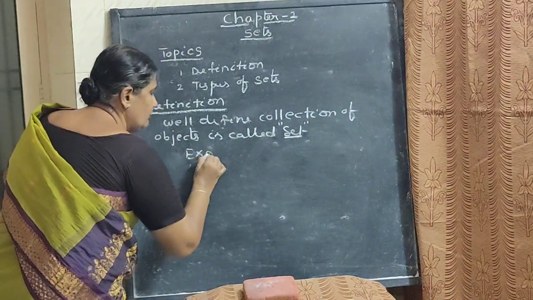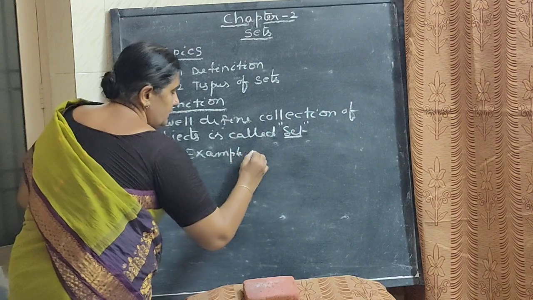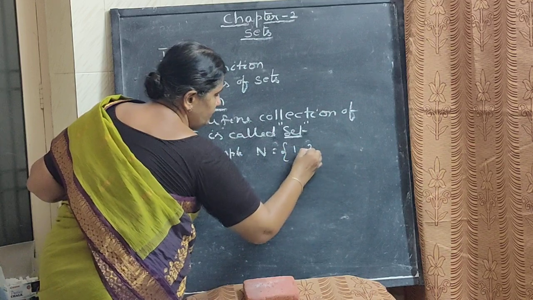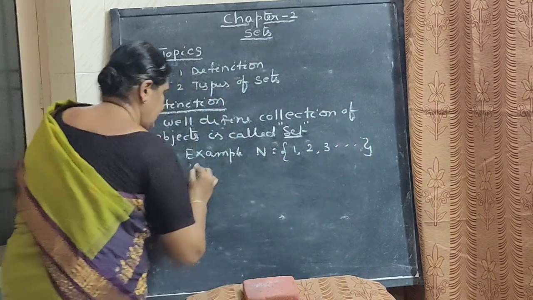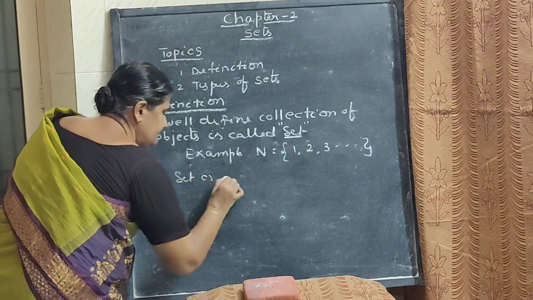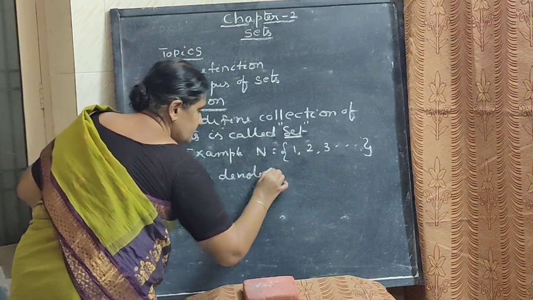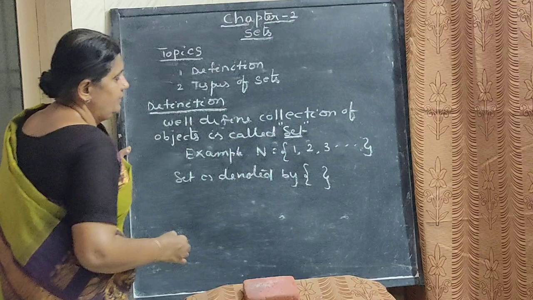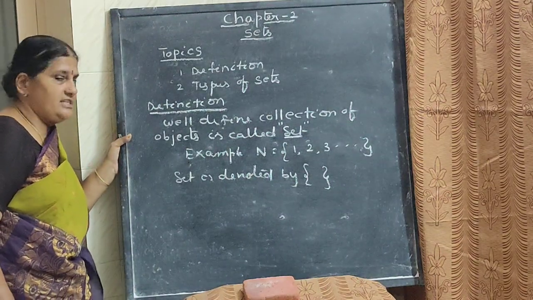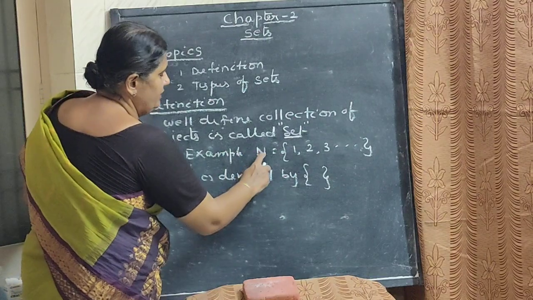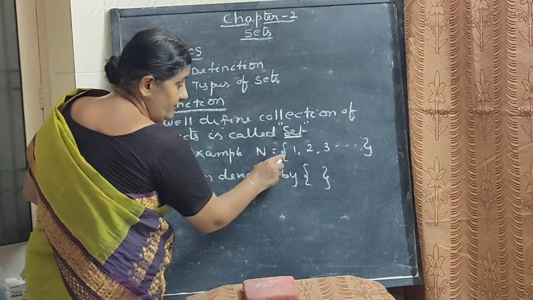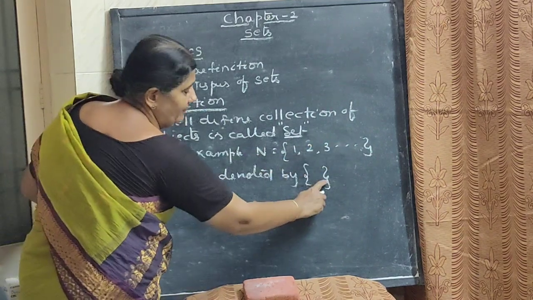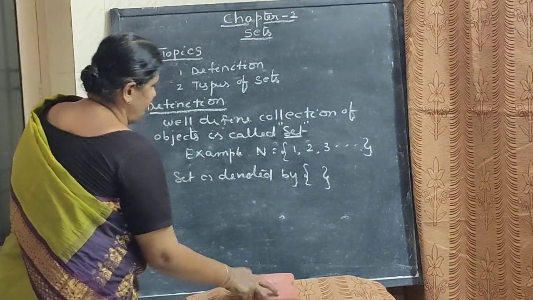Example. Write your own example, not only my example. Set of natural numbers: 1, 2, 3, so on. That means set is denoted by flower bracket symbol, like this. Now a well-defined collection of objects is called set. Example is natural numbers 1, 2, 3. So it is well-defined. We are putting the name natural numbers. That's why I said 1, 2, 3, so on. Symbol is flower bracket.